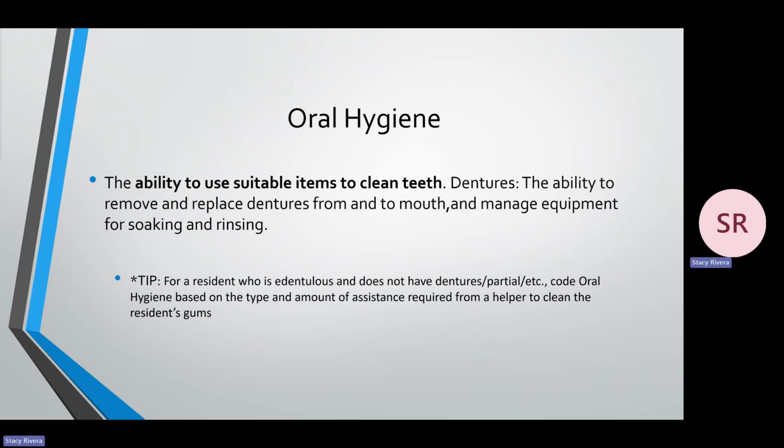Oral hygiene is defined as the ability to use suitable items to clean teeth. For dentures, it's the ability to remove and replace your dentures from and to mouth and manage equipment for soaking and rinsing. For a resident who is edentulous, which means they don't have teeth and they don't have dentures, you're going to code oral hygiene based on the type and amount of assistance required from a helper to clean the resident's gums, which my SLPs and probably my OTs in here will tell you how important it is for oral hygiene, even if they don't have teeth, right? Because all the bacteria that grows there. So I'm going to get off on a soapbox here, so I'll reel back in.